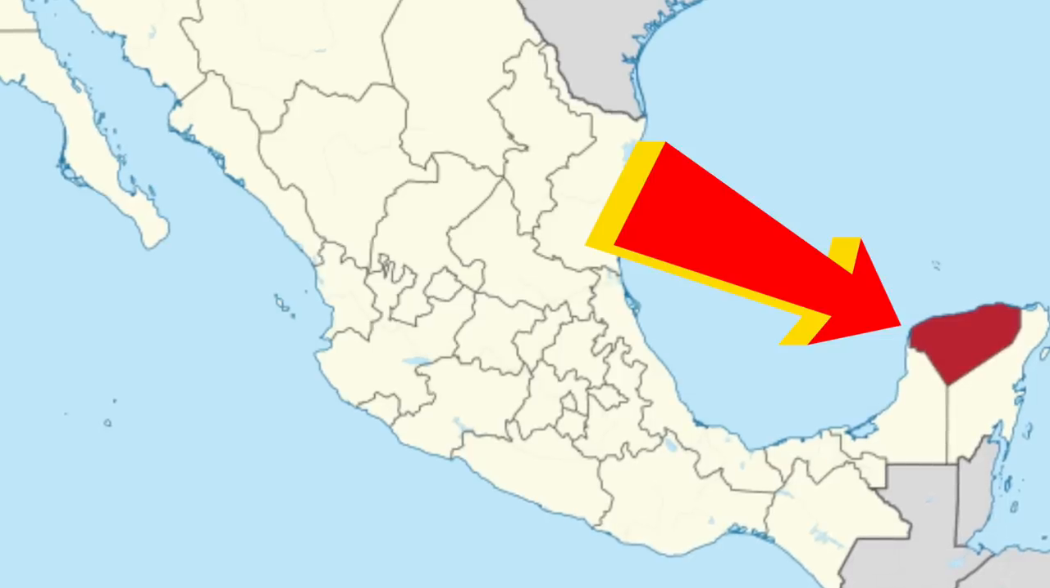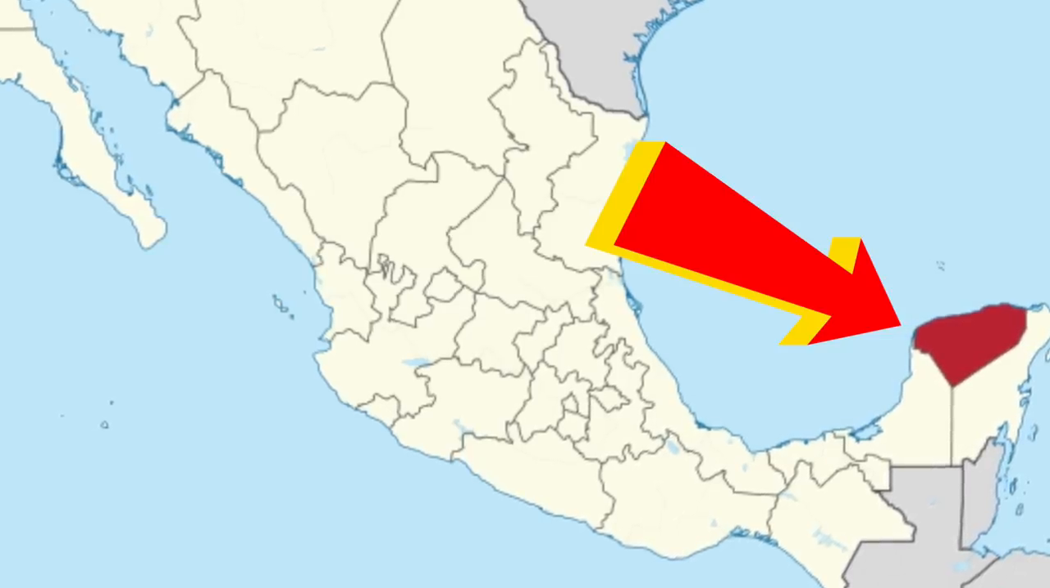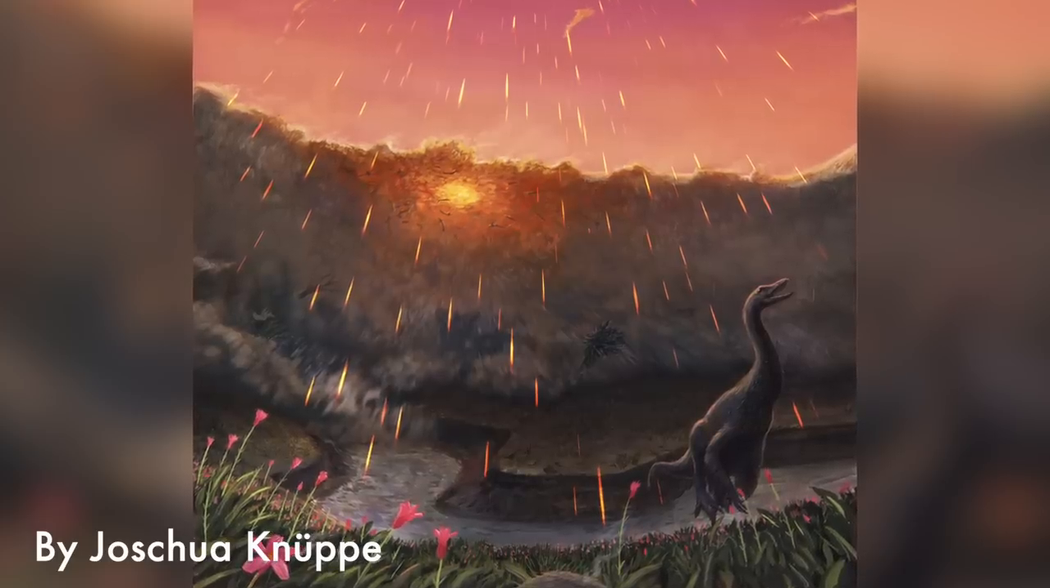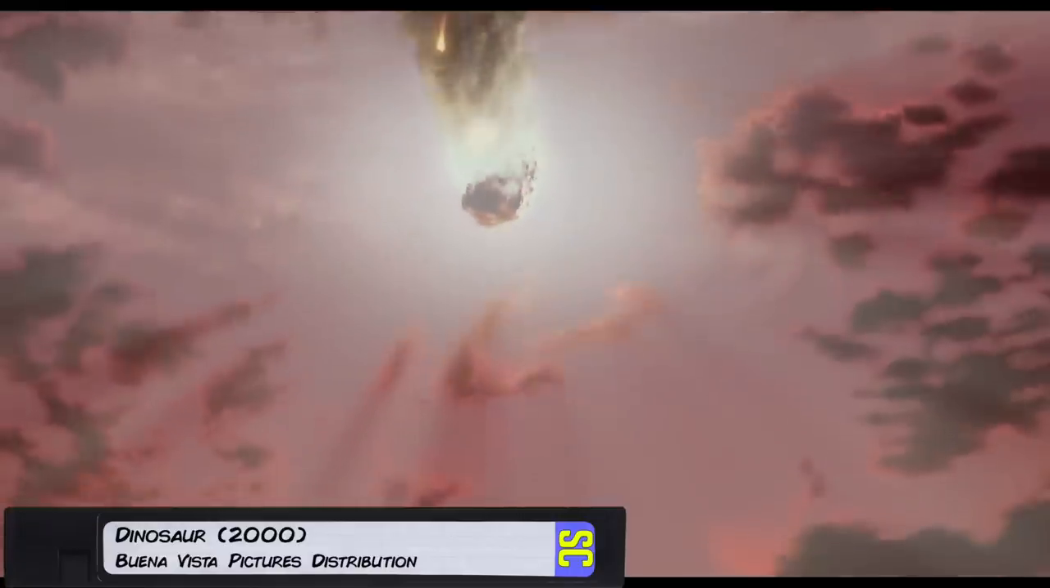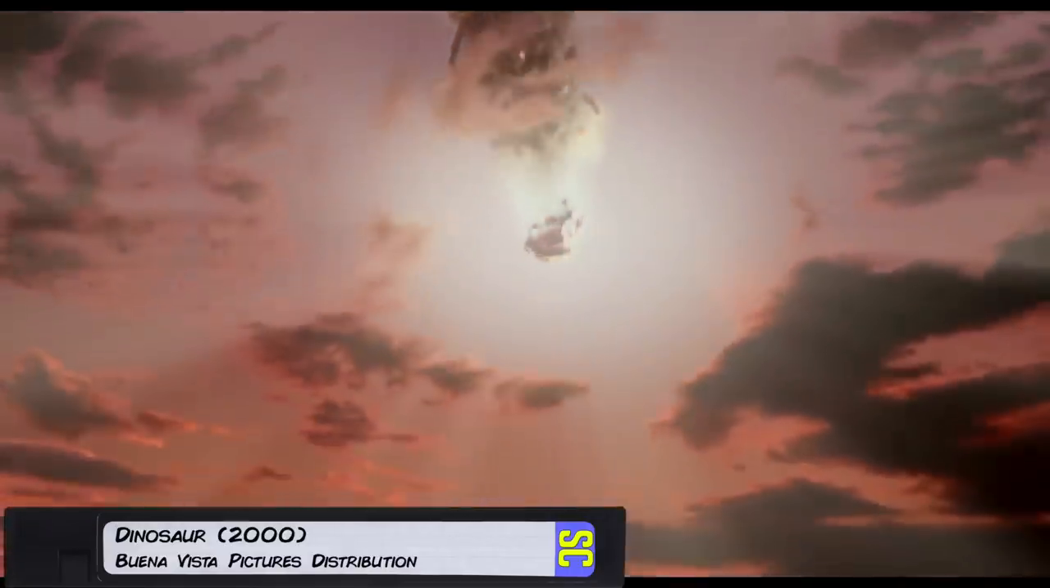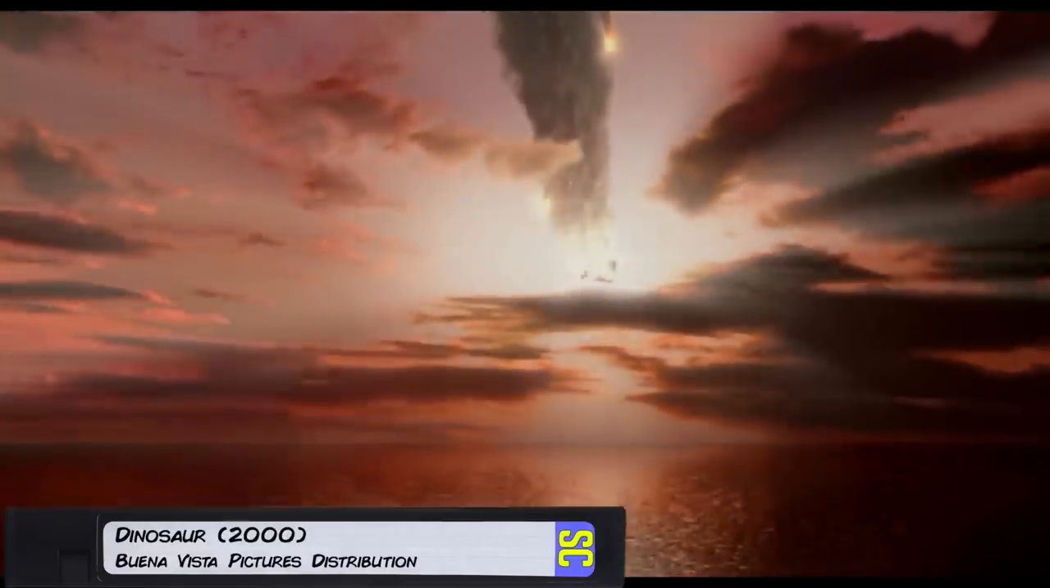But the Yucatan Peninsula is also famous for another historical event. The meteor that killed the dinosaurs landed here 66 million years ago. Now, that meteor was larger than Mount Everest, and what do you want to bet that, in the MCU, that meteor was also filled with vibranium. So this explains why the heart-shaped herbs were growing so close to the Yucatan Peninsula.